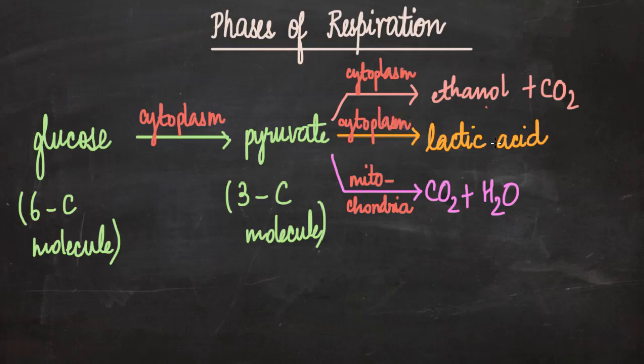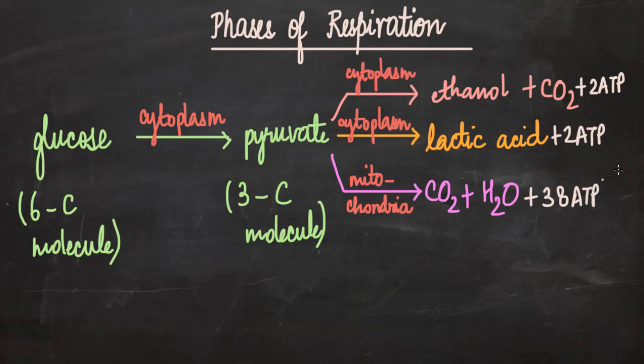So, out of all of these processes, there is only one step, which is the breakdown of pyruvate into CO2 and water in excess of oxygen, which happens in mitochondria of the cell. Let's not forget to write the energies. So, this was 2 ATP. This is again 2 ATP. And here it is 19 times more. It's 38 ATP of energy.